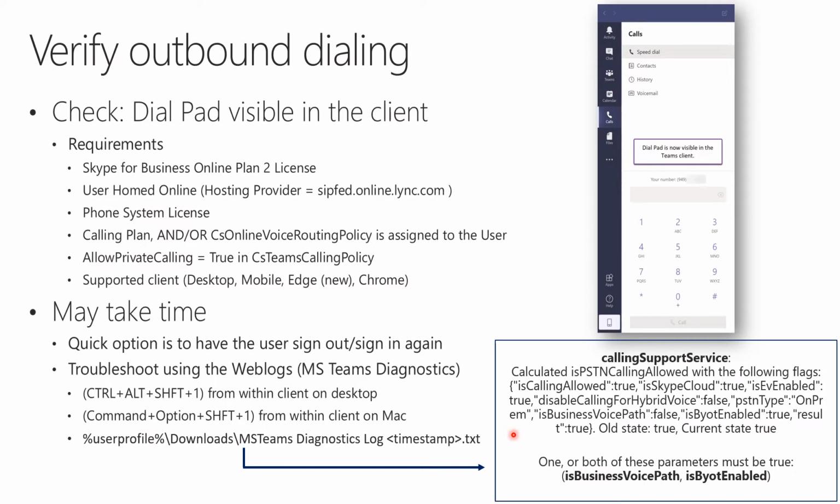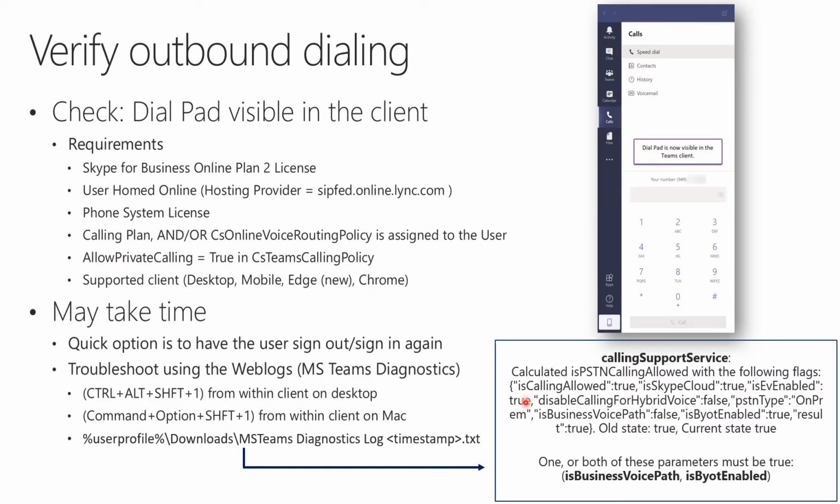Key things for us to look at here: there's a bunch of parameters in here, but the ones that we're really keen on is, of course, we want to make sure this is calling allowed true. That's this allow private calling piece. Make sure the calling is allowed. Is EV enabled? They need to be enabled for enterprise voice. That should have been done as part of staging.